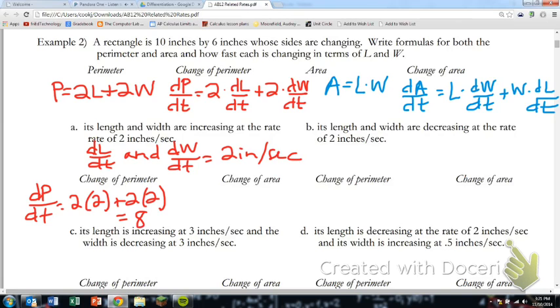So it would be 8, and it's going to be inches per second. Perimeter is measured in inches, so the change in perimeter would be measured in inches per second.